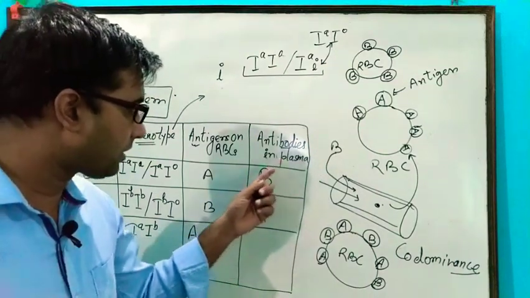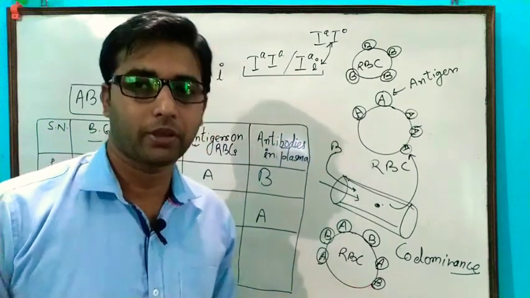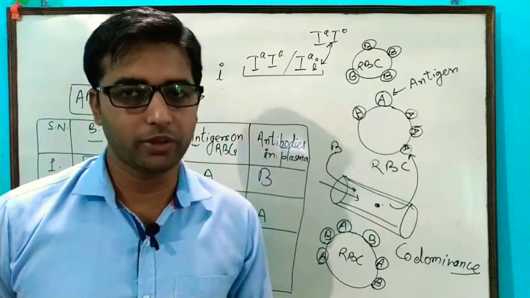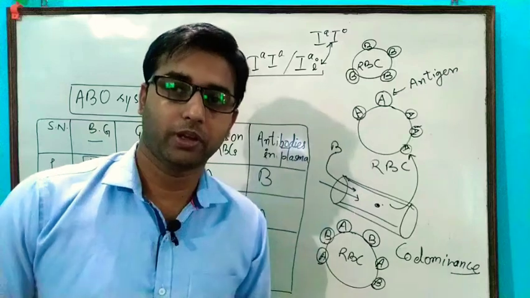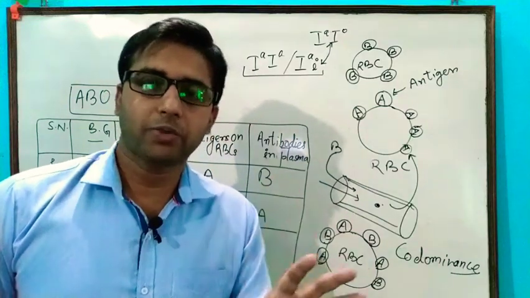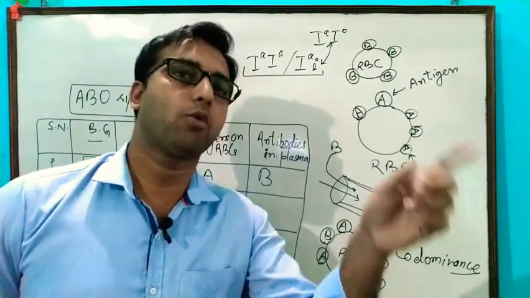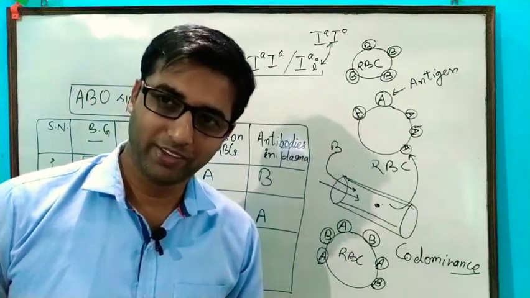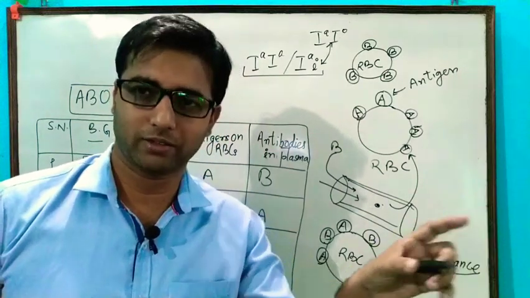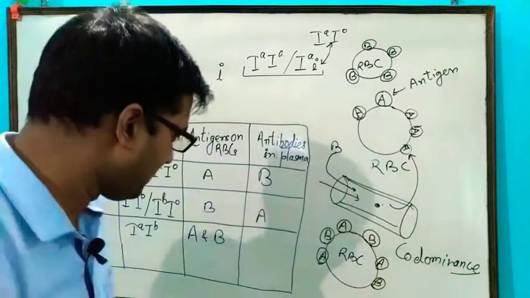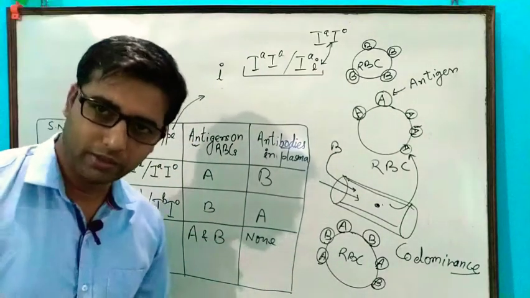Now, which type of antibodies are present in the plasma of that person? Neither anti-A nor anti-B. Why? Because both A and B are present in the system, and the plasma can identify A antigen as well as B antigen as their own family member. So they cannot produce antibodies against either, neither anti-A nor anti-B. So you can simply write that none of the antibodies are there.